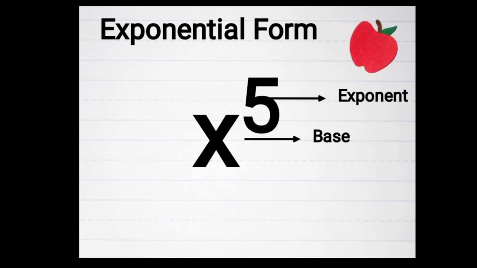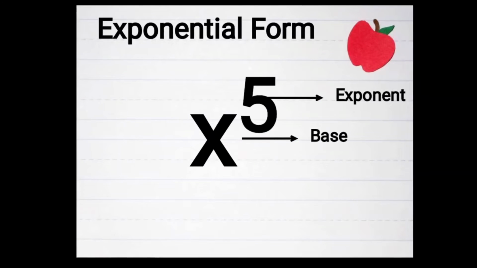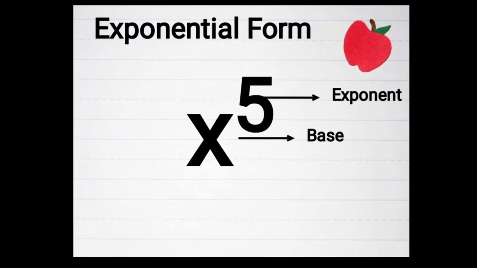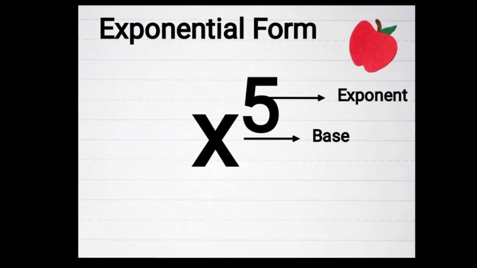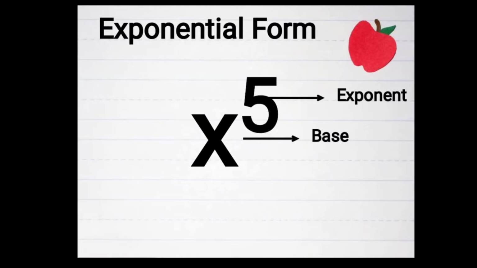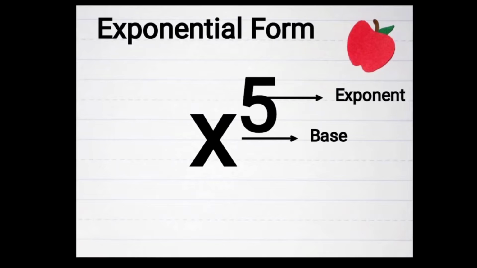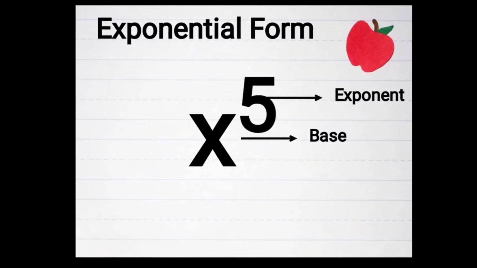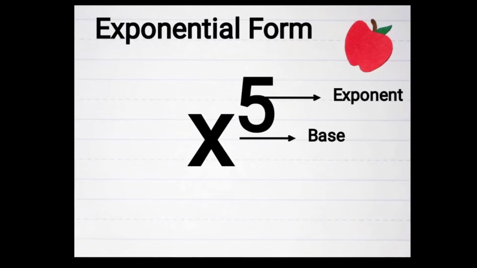Okay, so this is an example of exponential form or algebraic expression in exponential form. We have the base and we have the exponent. Anything with exponent is in exponential form. Okay, like 5 squared, that is in exponential form. We have 3 cubed, 7 raised to the fifth power, 3 raised to n, m raised to the 7th power. Okay, those are examples of algebraic expression in exponential form.